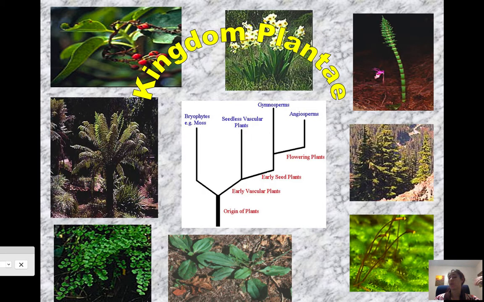So plants, or Kingdom Plantae, you can see that we've got about 4 different kinds of plants. You got your bryophytes, which are your mosses. You've got your vascular seedless plants. Those are things like ferns, because they have those spores underneath their leaves. Gymnosperms are going to be your conifers, like your pines. And then your angiosperms are any type of flowering plant.